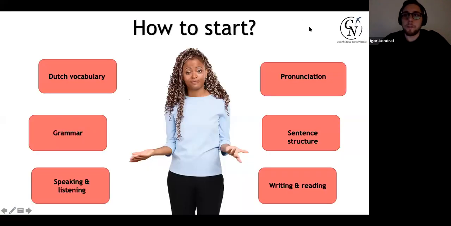Another thing a lot of people have problems with is how to start learning a language. Do you start first with the dialogues, or with the letters, or with the accent, or do you just go out and talk to people, or do you first read books? So how do you start? Maybe some people already know some languages, so they know how to start, or it can be different for everyone. We have, for example, Dutch vocabulary and grammar. The grammar is very hard in Dutch, even some Dutch people have problems with it. Then speaking and listening, and pronunciation, for example the Dutch G, like goed, like good. We have sentence structure, and writing and reading, of course. So how do you start?